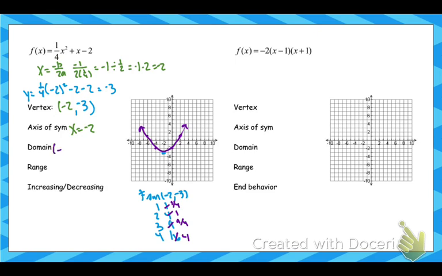All right, domain, negative infinity to infinity. Range, negative 3 to infinity. Increasing. On this side, it's increasing. So that is from negative 2 to infinity, decreasing from negative infinity to negative 2.